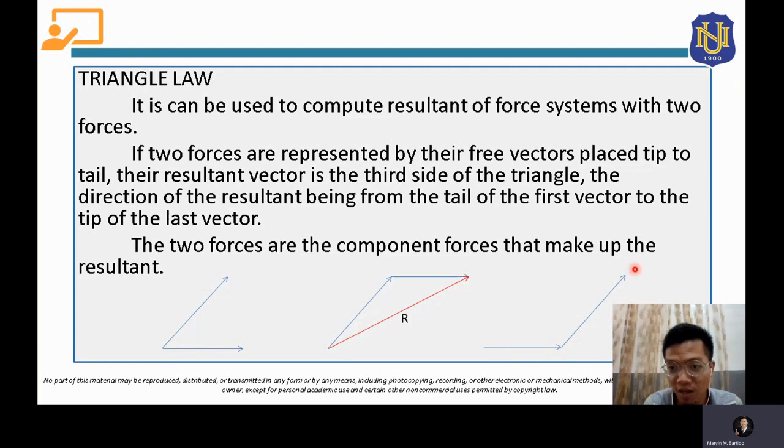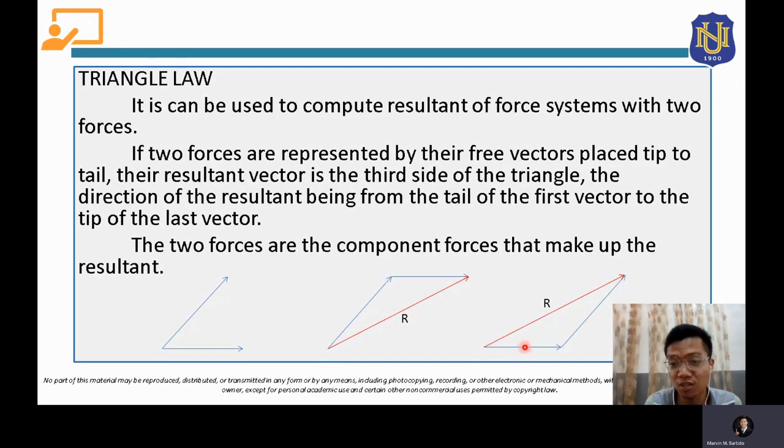And then connecting the second vector, the third side will be your resultant, and it will give you the same direction, again from the tail of the first vector to the tip of the last vector. That will be the direction of your resultant. And as you can notice, this resultant is just the same regardless of which vector was drawn first.